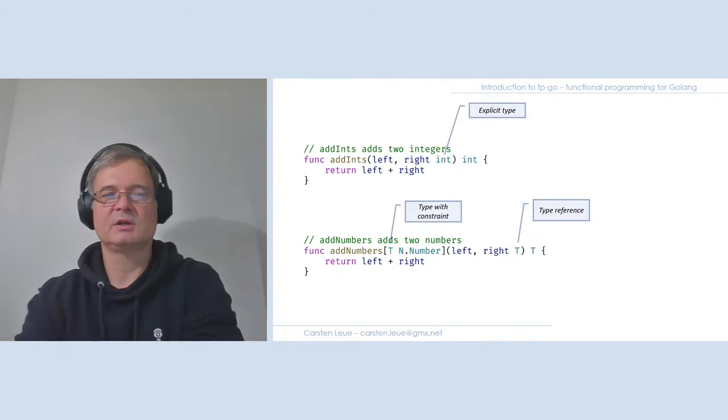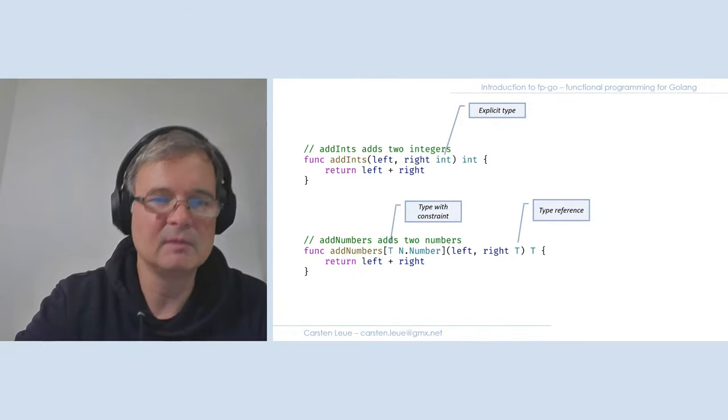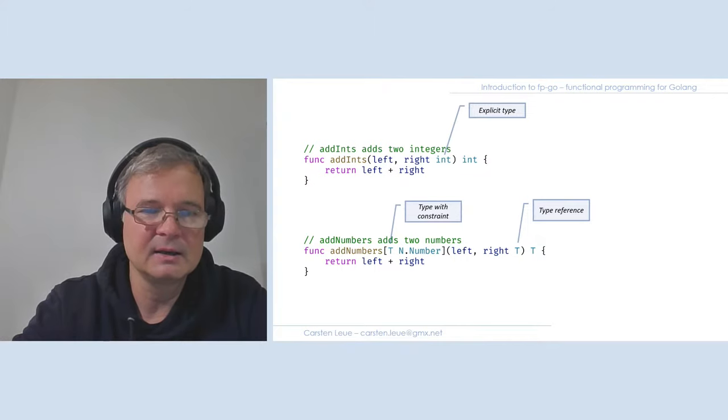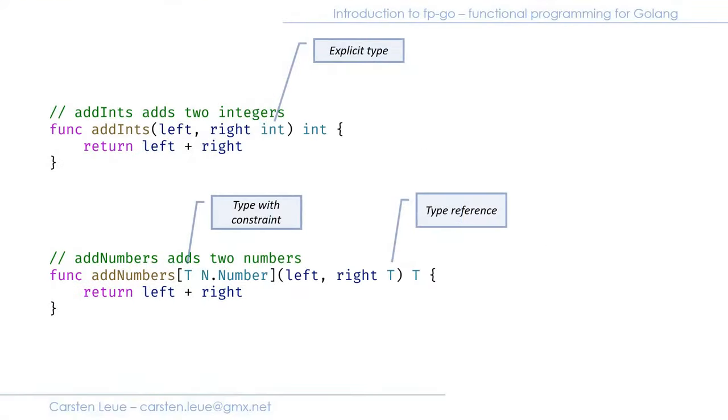So let's have a quick look, just as a really 10 seconds introduction into the Go syntax, at how this looks. Here in this example, we have two functions, the addInts function and the addNumbers function. The first one with the integers uses explicit typing. First you see every function starts with a func keyword, then the name of the function, then the parameters, and each parameter has to have a type. So we have two integer types, a return type of int, and we just compute this sum here.